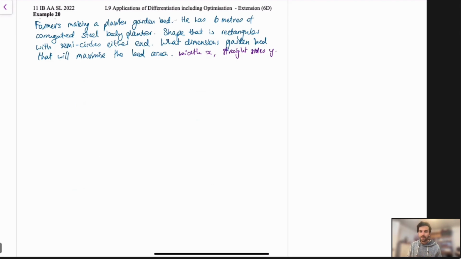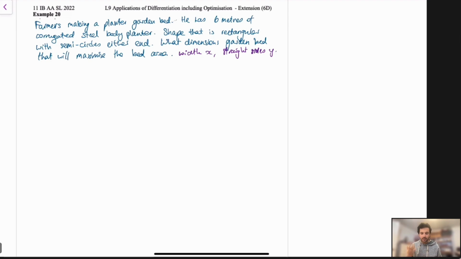So a farmer is making a planter garden bed, like one of those raised planter beds. He has 6 meters of corrugated steel. Now, this corrugated steel is like yay high, but 6 meters of it. He wants to curve that corrugated steel to make it into a planter and wants to know the best shape to choose to maximize the total area of the bed. The shape he wants to make is rectangular with circular ends, just like that. And it's pretty cool what happens here.